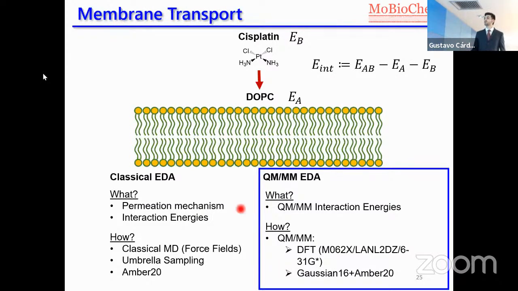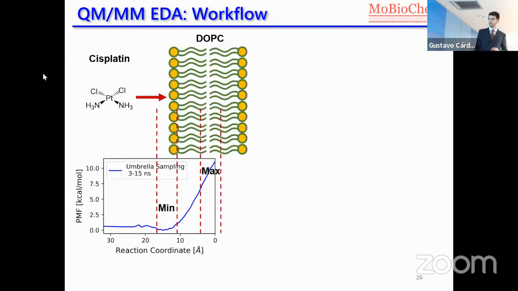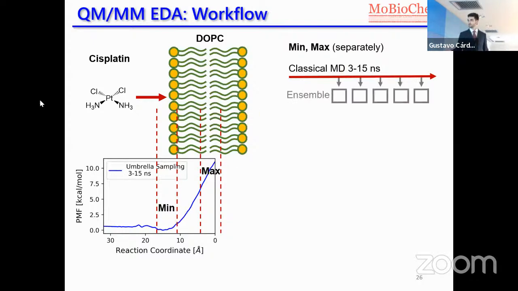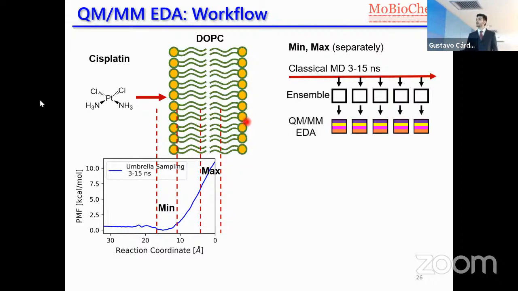Now, what happens when we move towards the quantum mechanics, molecular mechanics part? Let's first consider again the workflow of the second subsection. Here is the system that we just saw before. At this point, we once again focused on these two regions, and for each one of these regions, we considered a classical molecular dynamics simulation. So we took the simulations from the umbrella sampling computation. Afterwards, we fetched an ensemble of geometries with the MobileTools toolkit, and then performed the quantum mechanics, molecular mechanics computation on top of each one of these geometries.